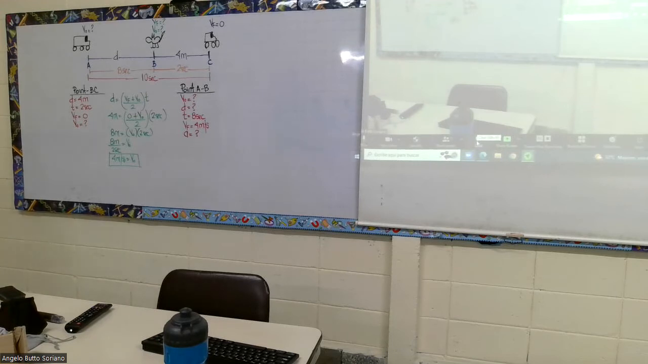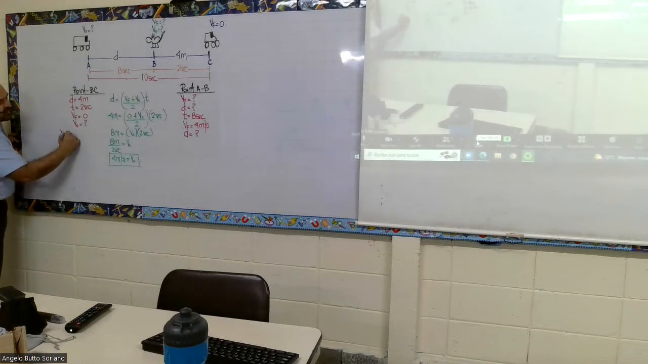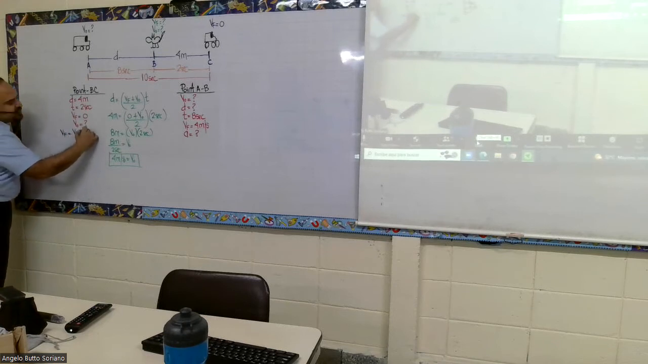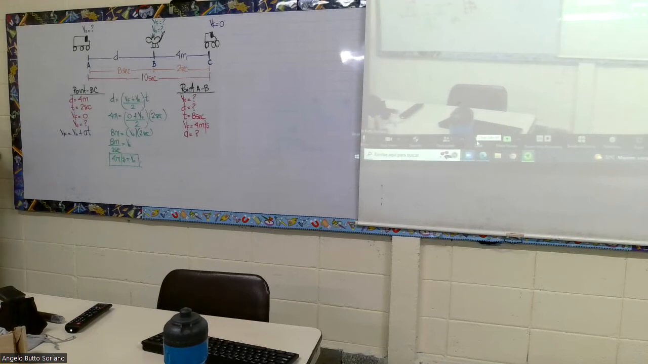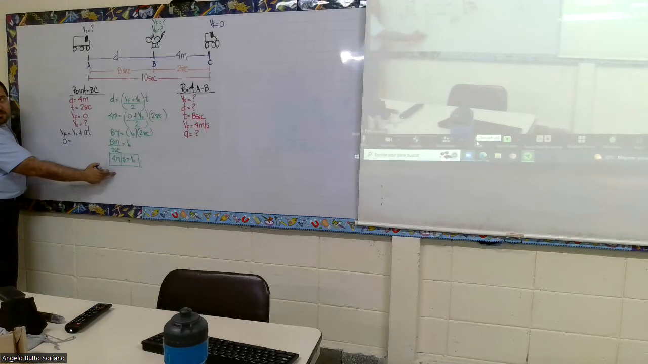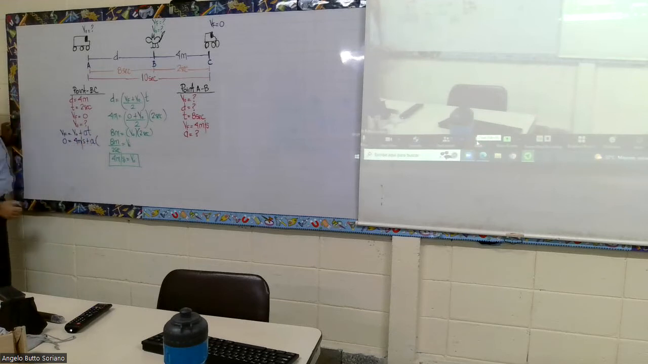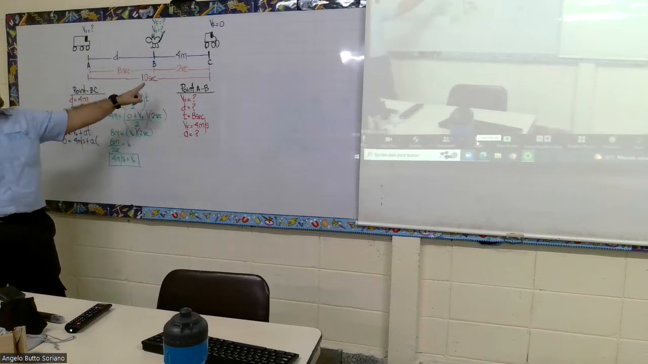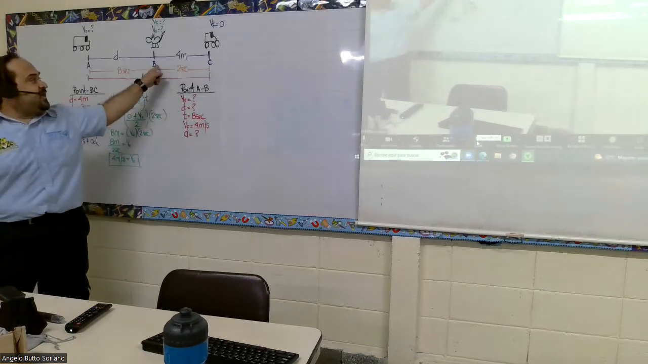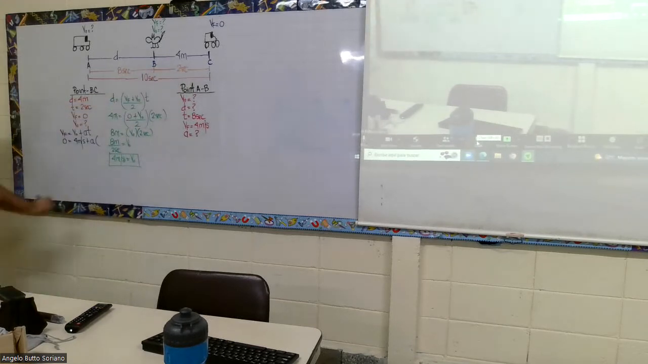So using the information from points B and C, remember we have the third formula: final velocity equals initial velocity plus acceleration times period of time. What is the final velocity at point C? Zero. Initial velocity at point B, 4 meters per second, right? Acceleration, no idea, but the period of time, yes. And what is the period of time between B and C? 2 seconds. Okay.